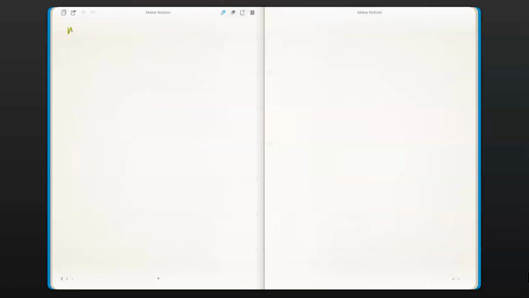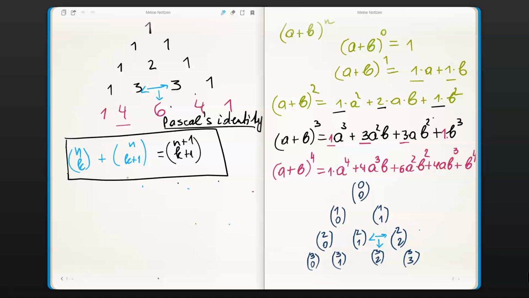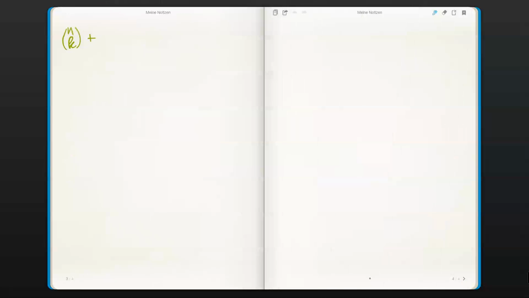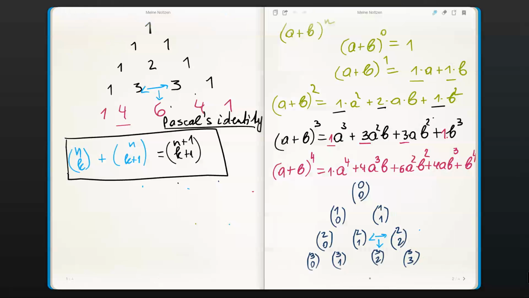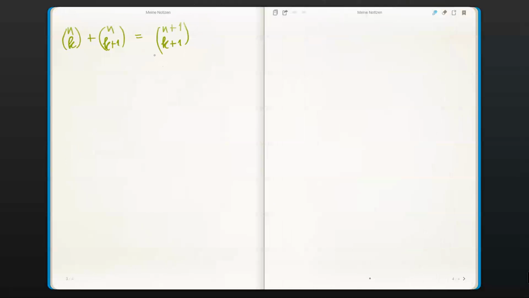So n choose k plus n choose k plus 1 is equal to n plus 1 choose k plus 1. All right? Yeah, that seems to be correct. And now let's start with the left-hand side. So we just consider n choose k plus n choose k plus 1.